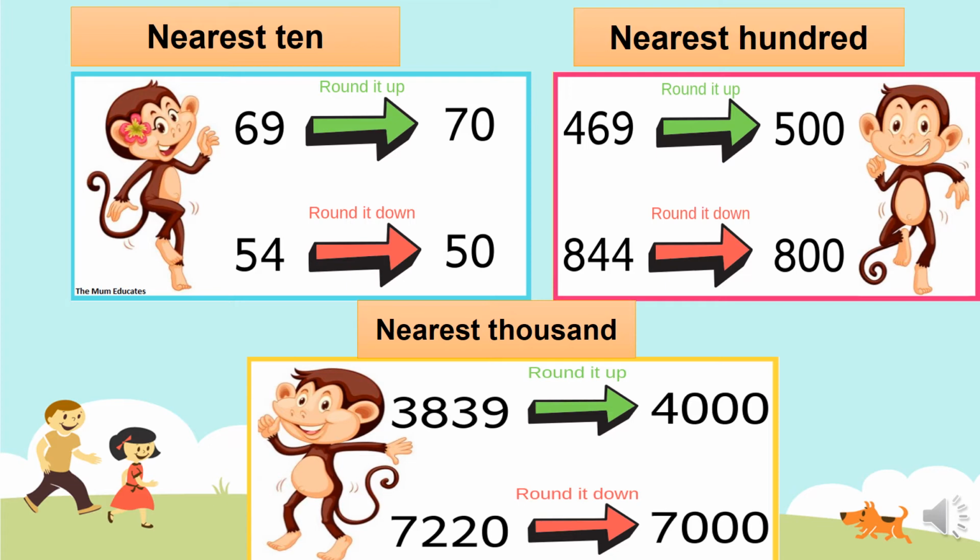Then what about the second number? It is 7220. What is the digit in the 100 place? It is 2. Since 2 is smaller than 5, the number becomes 7000.